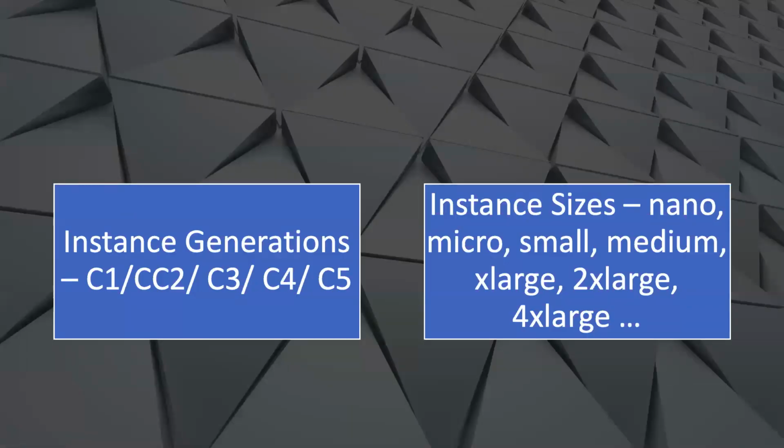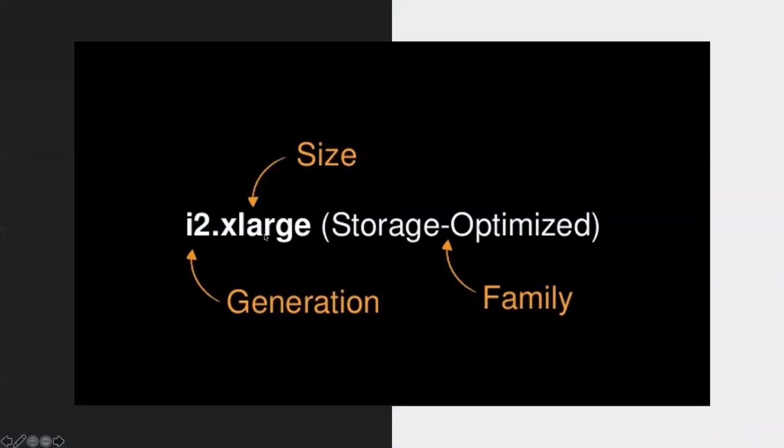Okay, so now let me explain a little bit about instance generations. I will explain in detail when we go to the AWS console, but each server has some sort of denomination, like t2.micro or i2.xlarge. This number, like t2 or i2, is just a generation. And you can imagine that as the number grows, the later the generation is.